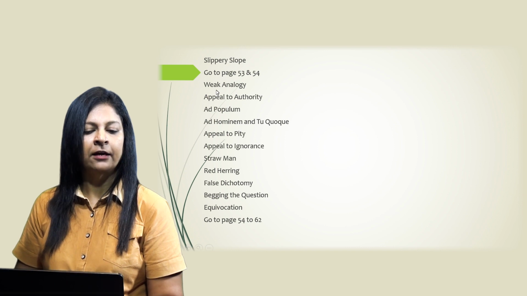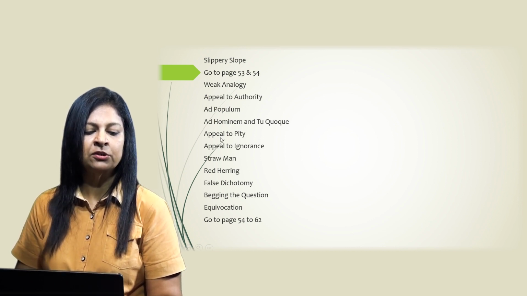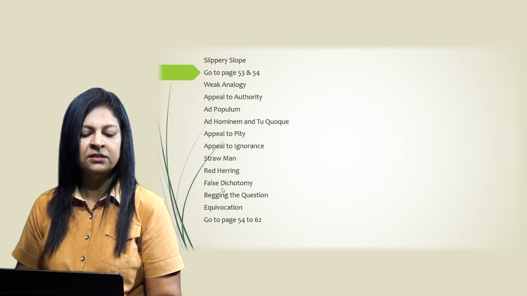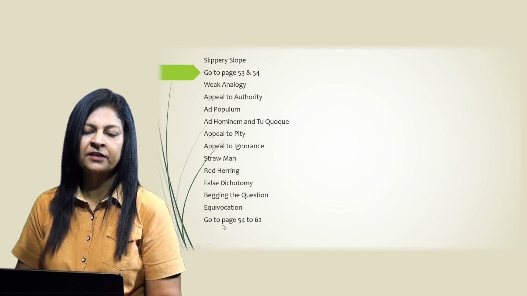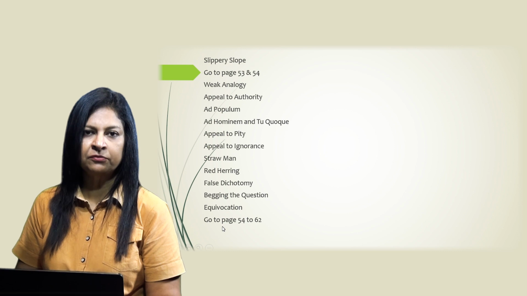And weak analogy, appeal to authority, ad populum, ad hominem, appeal to pity, appeal to ignorance, red herring, false dichotomy, begging the question, equivocation. For further information, please read page number 52 to 62.